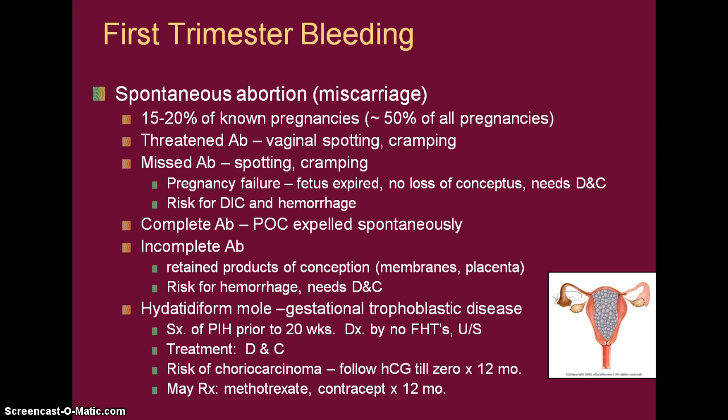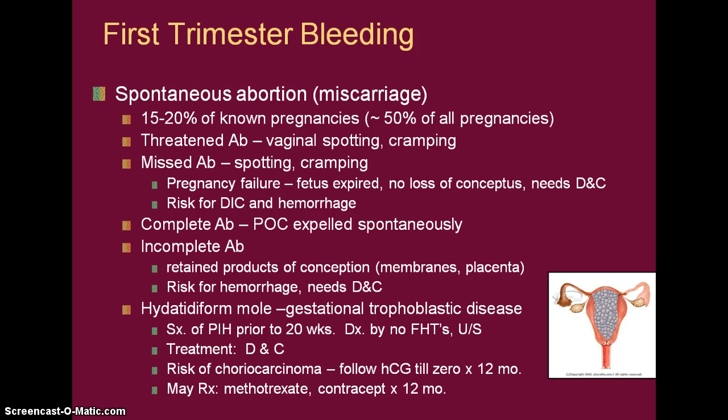The hydatid mole is an abnormal formation of the pregnancy where the fetus dies early and the uterus becomes filled with this mass of abnormal grape-like cells. The symptoms show up as pregnancy-induced hypertension or abnormal symptoms and no fetal heart tones in the first half of pregnancy. As soon as that's recognized, an ultrasound is done and the diagnosis is made. Treatment requires a D&C to remove this abnormal growth.